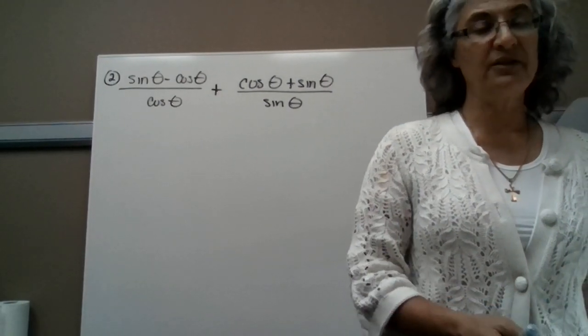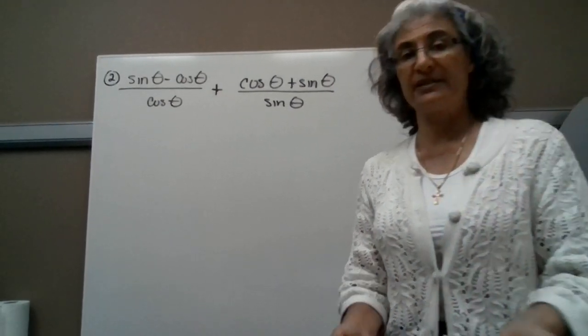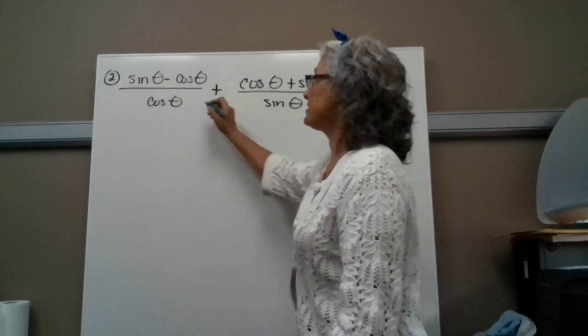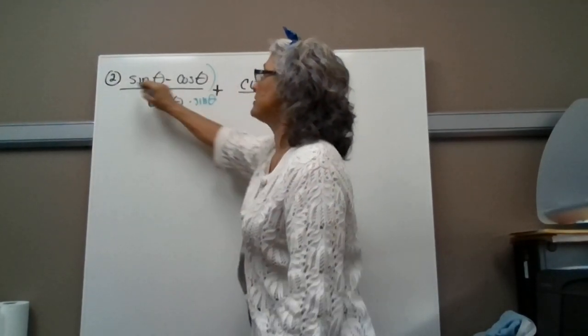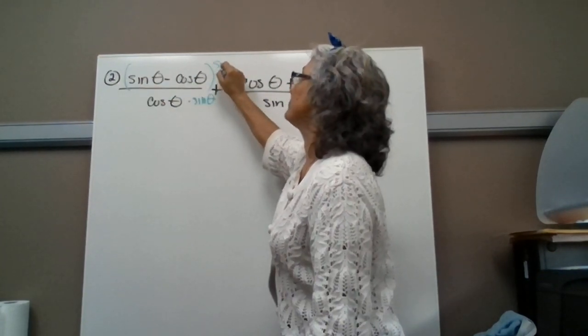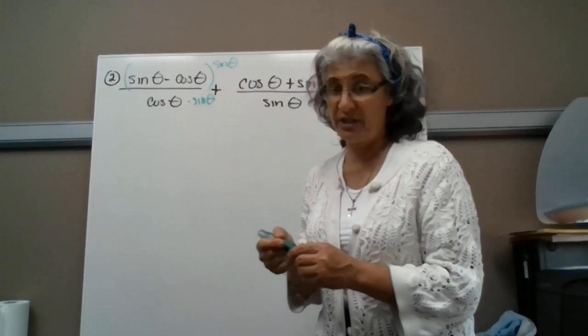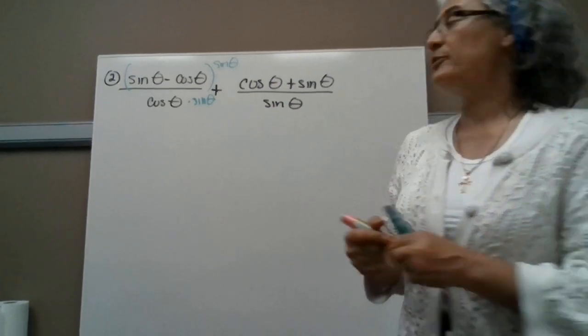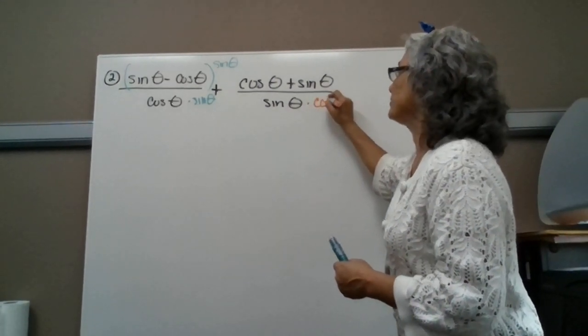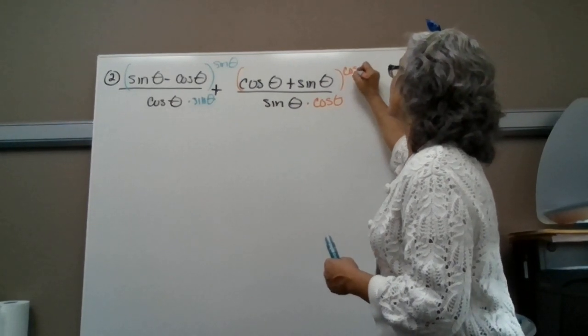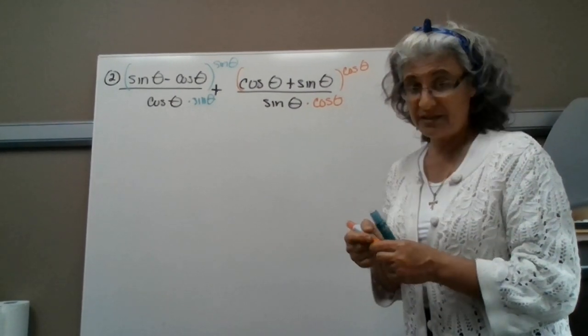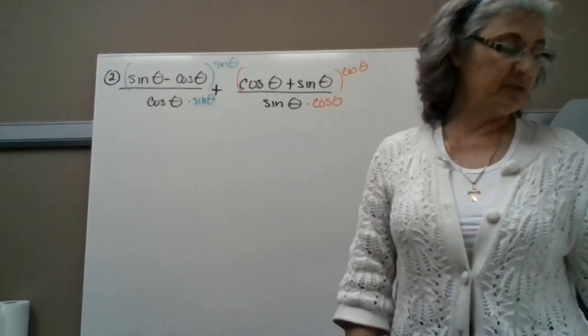Since one denominator is cosine and the other one is sine, this denominator is going to get multiplied by sine of theta, which means the numerator also gets multiplied by sine of theta. Agreed? And I'm going to multiply this denominator by cosine of theta, which means this numerator gets multiplied by cosine of theta. Yes? All right, so check out what's happening now.